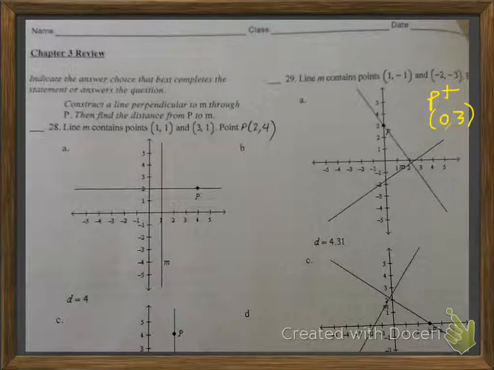Next, we got to look at 28 and on. Now, there's a point missing. You guys have it on yours, on number 29. This is construct a line perpendicular to M, then find the distance from P to M. Well, I'm not going to ask you to find the distance. I am going to ask you to construct a perpendicular. The distance piece, we're going to have to look at another time. Maybe a project is where I'm headed.